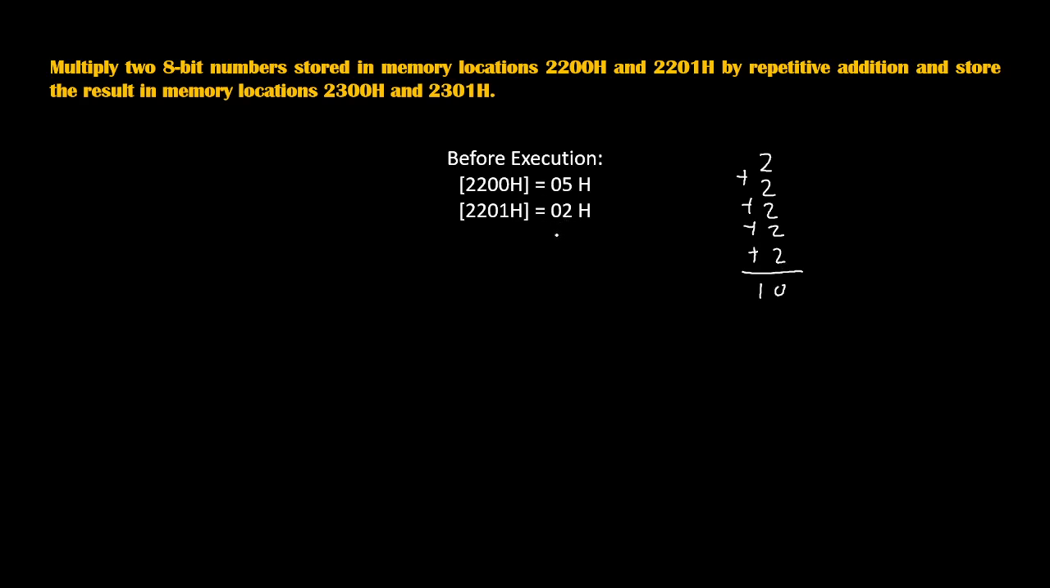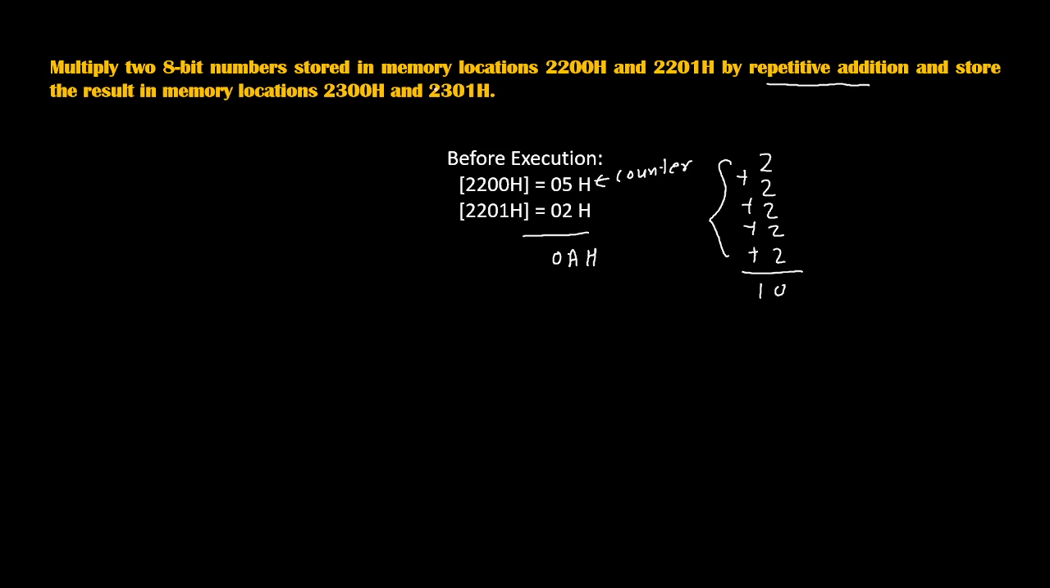But in hexadecimal format, 10 is A. Therefore, in hexadecimal, this answer is going to be 0AH. And this method is called repetitive addition. So what we will do, we will set the first number as a counter, and we will add the second number counter number of times.